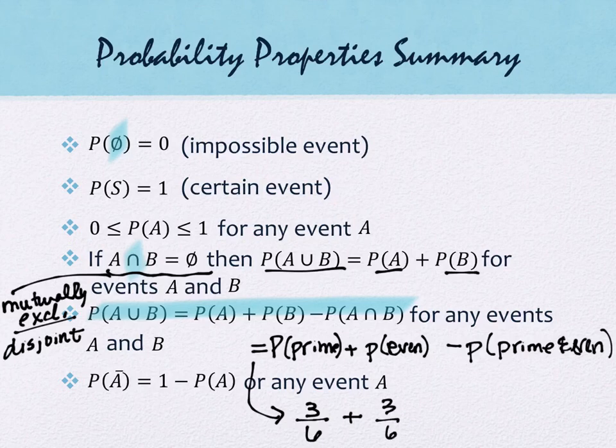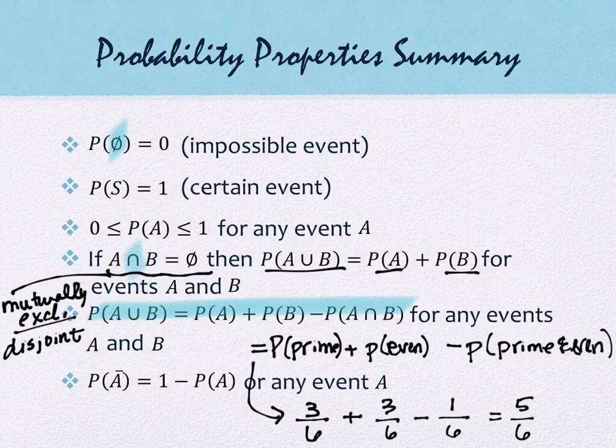And how many numbers are both prime and even? Just one. Which one is it, Ariel? 2. The number 2 is both prime and even. So there's 1 number out of 6 numbers that we have to subtract. 3 plus 3 minus 1 gives me 5 out of 6.